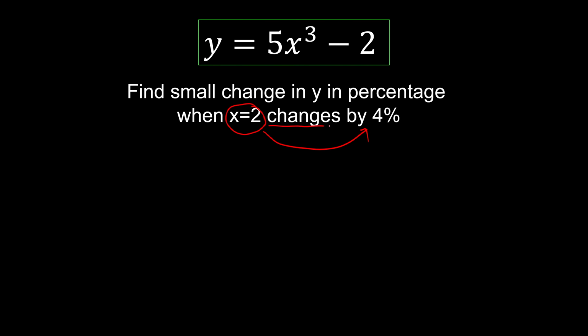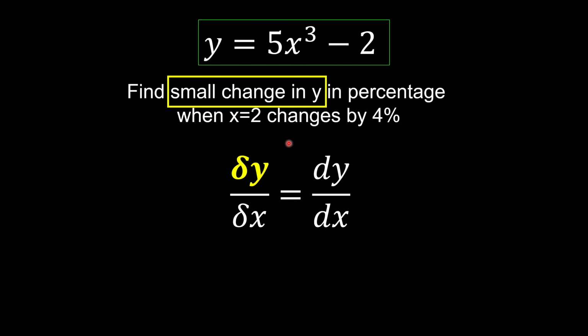When it says changes, it means that it can be increased by 4% or decreased by 4%. But most importantly, they ask us to find the small change in y. Since we want to find a small change, we can use differentiation as our approximation tool. This is supposed to be a wave sign, but sometimes the school will use the equal sign. We should collect our data first, right?